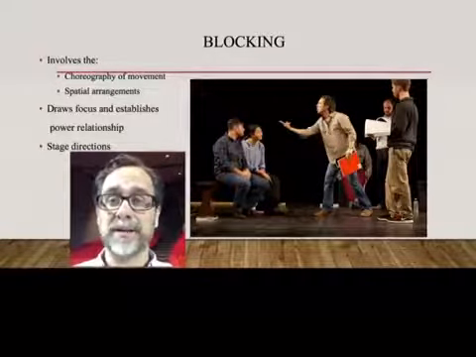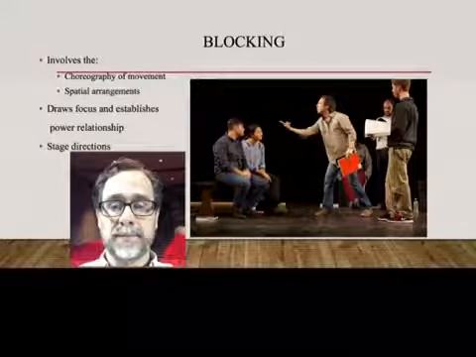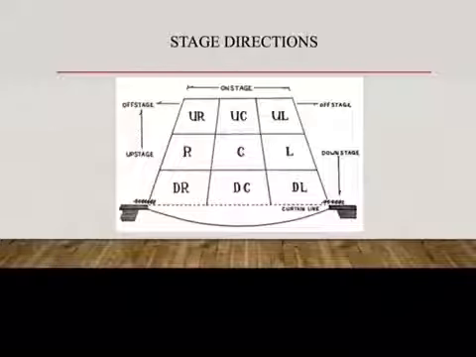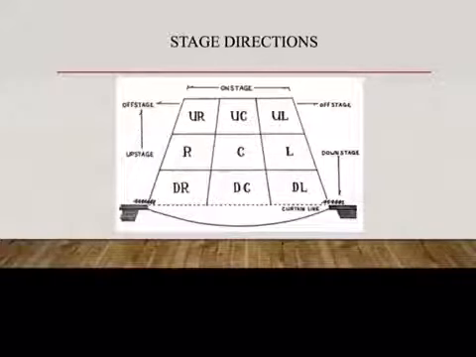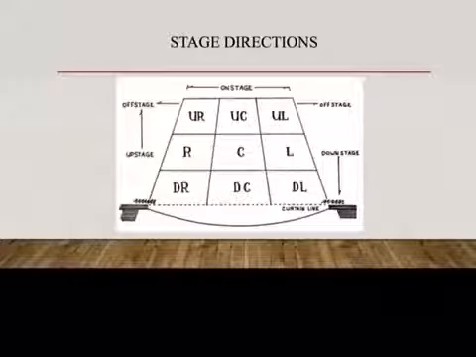To tell the actors where to go, the director uses stage directions. As you can see in this diagram, the stage is divided into 9 areas: upstage left, upstage center, upstage right, stage left, center stage, stage right, downstage left, downstage center, and downstage right.